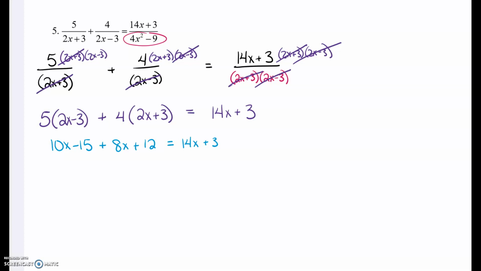Thank you. Combine your like terms. 10x and 8x is 18x. Negative 15 and 12 is negative 3.